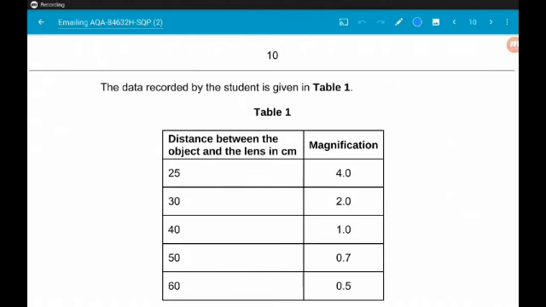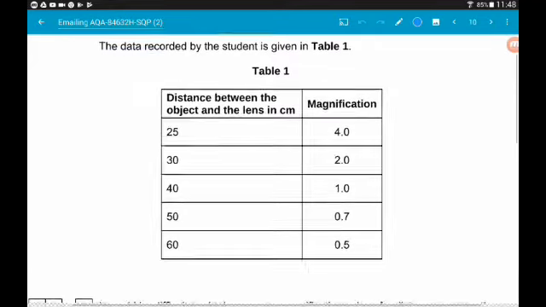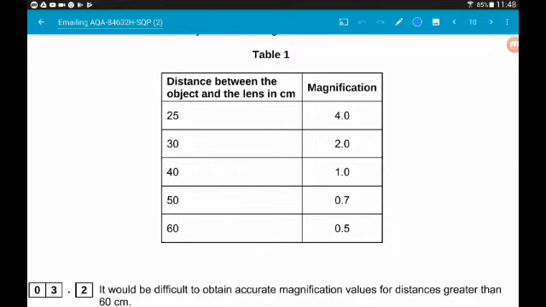Data collected by the student is in table 1. So we've got the distance between the object and the lens in centimetres on the left and the magnification on the right. So we can see as the distance increases, the magnification decreases.